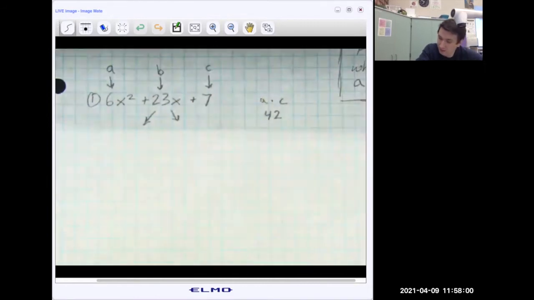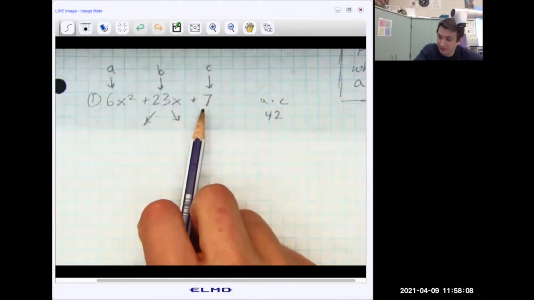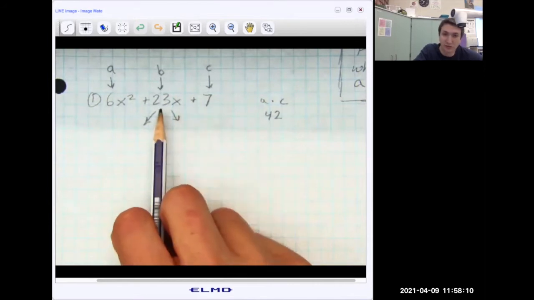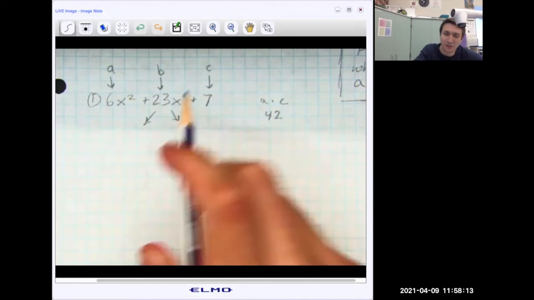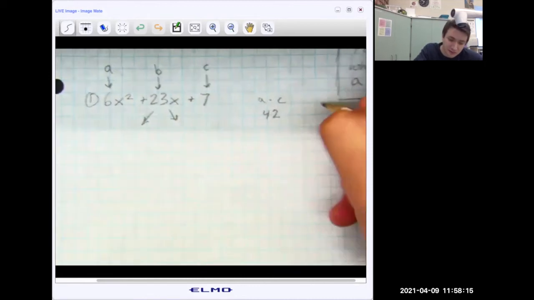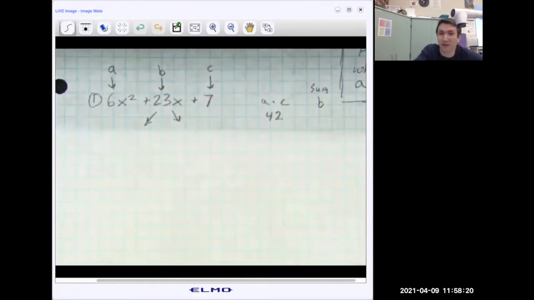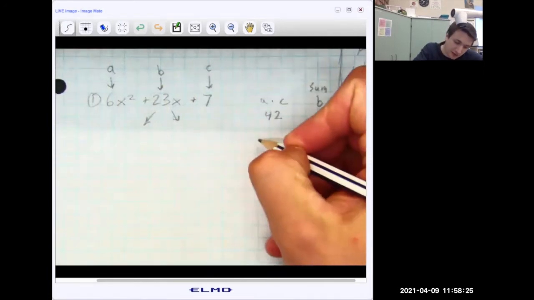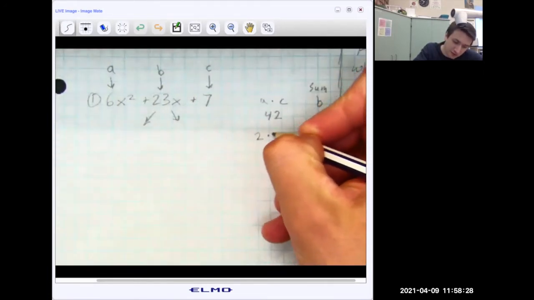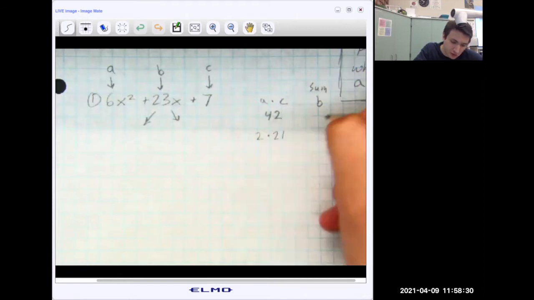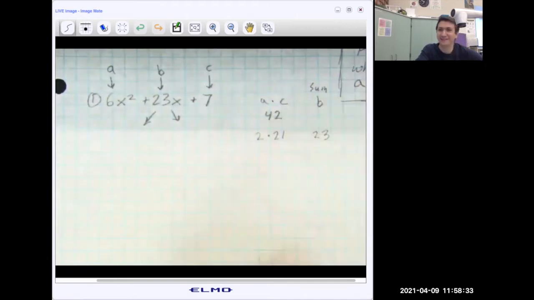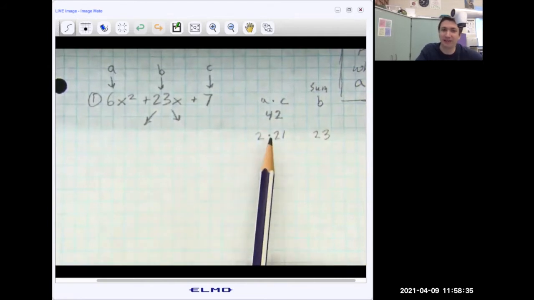Now I would think, okay, what are the factors of 42 that add to make 23? See, I'm already getting confused. We already used the a and the c. So now we want to find which factors sum to make the b. There we go. So let's see, factors of 42. I'm thinking maybe a 2 and a 21. That would make 42. Ooh, and those add to make 23. Interesting, cool. So I'm going to use this then in my problem here.